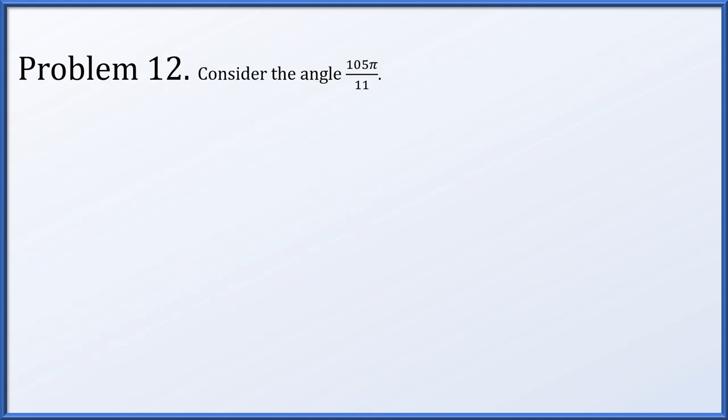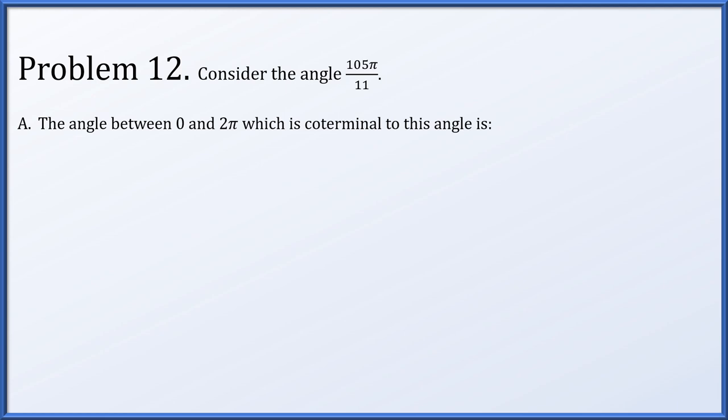Problem 12, consider the angle 105 pi over 11. The angle between 0 and 2 pi which is coterminal, is what? So all we end up doing is subtracting 2 pi as many times as we can, and that happens to be 4 times while remaining positive. And the result will be 17 pi over 11.